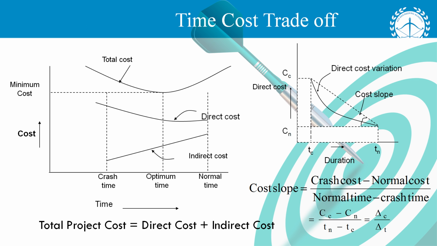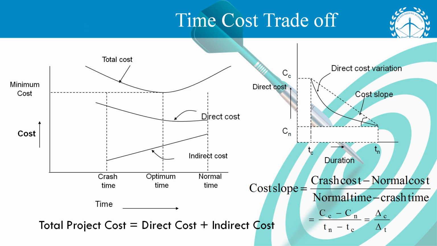Now there are two controversy issues. If you see the total cost is minimum at one point. That point is known as optimum time. Normally the question may be, how do you find out cost slope when you crash any activity? Here is a formula: crash cost minus normal cost divided by normal time minus crash time. Using this formula we can find out cost slope. Always you have to crash critical activities.